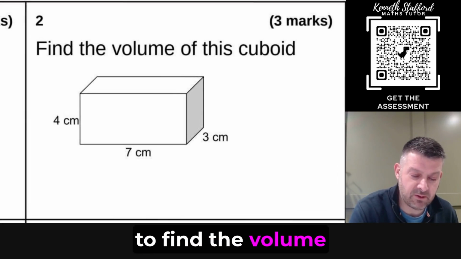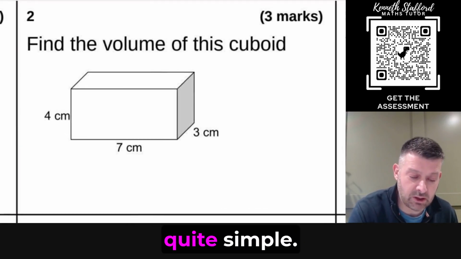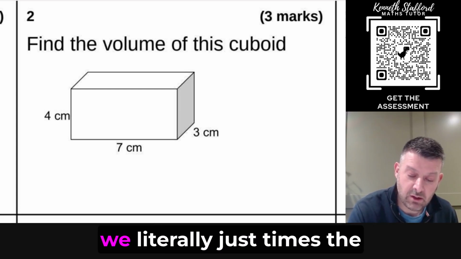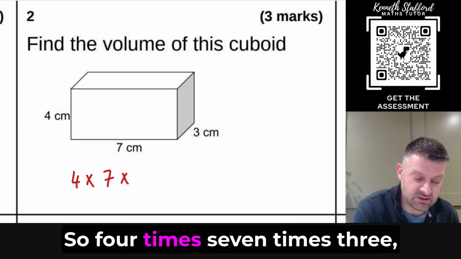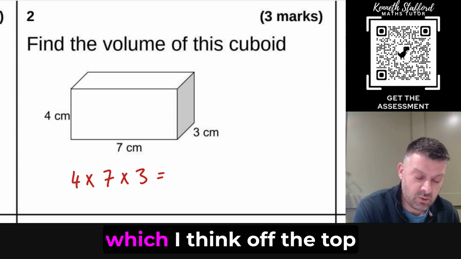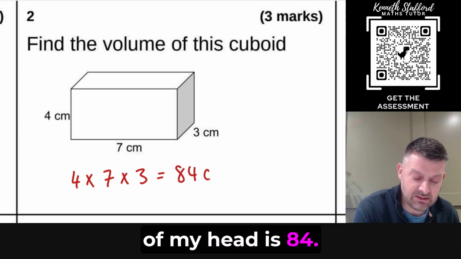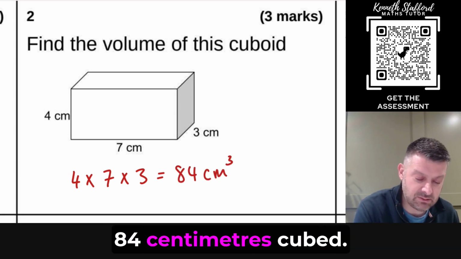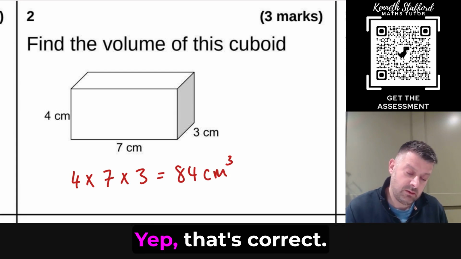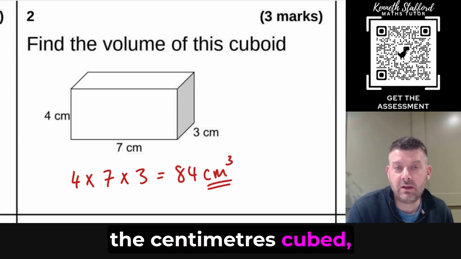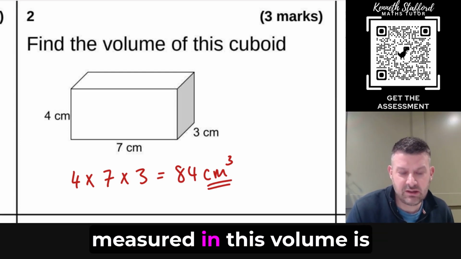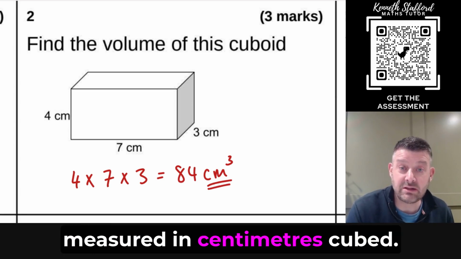Question 2, to find the volume of this cuboid. Quite simple once you know what to do. We literally just times the 3 sides together. So 4 times 7 times 3, which I think off the top of my head is 84 centimeters cubed. Yeah, that's correct. So it's important that you put the centimeters cubed because that's the unit that it's measured in. This volume is measured in centimeters cubed.